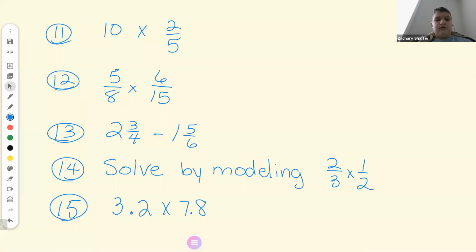Here we go. Number 11. They canceled the 10 and the 5. It came up with 4 over 1. Any questions on that? Questions on that? So everybody had 4 over 1 for their answer?